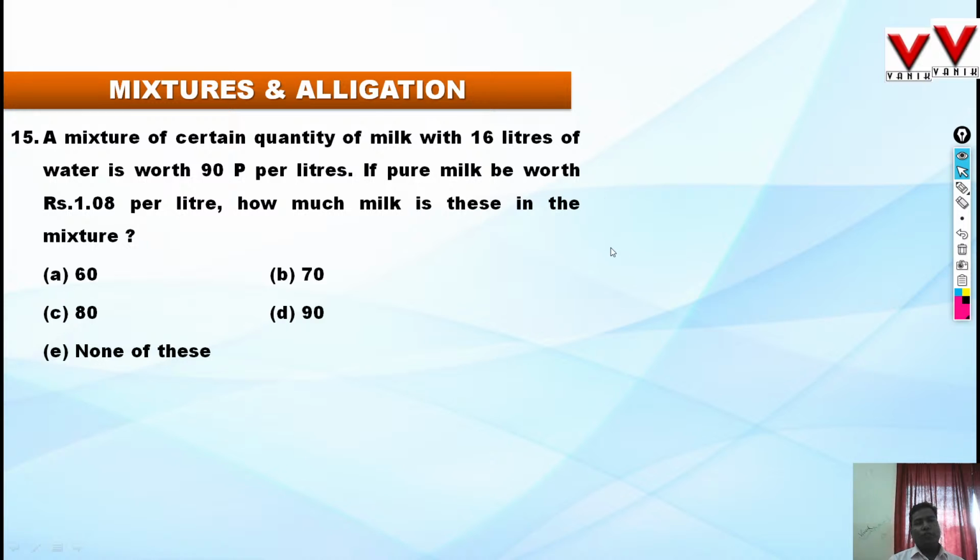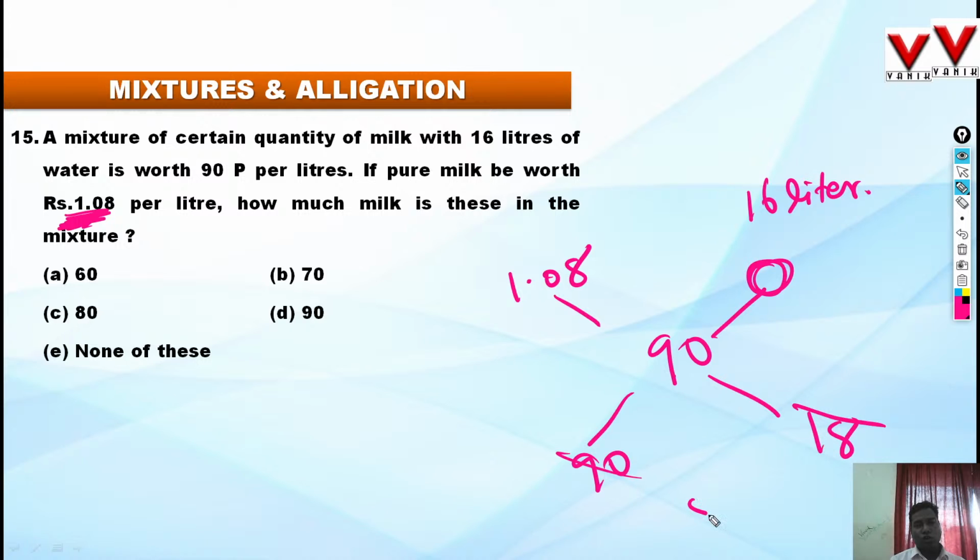A mixture of certain quantity of milk with 16 liters of water. Water price 0 and milk price here 1.08. Water quantity here 16 liters. Then mixture price here 90 paise per liter. 108 minus 90 is equal to 18. 90 minus 0 is equal to 90. Thus the ratio is 5 is to 1. If 1 is equal to 16 liters, then 5 is equal to 80 liters. Option C is our answer.